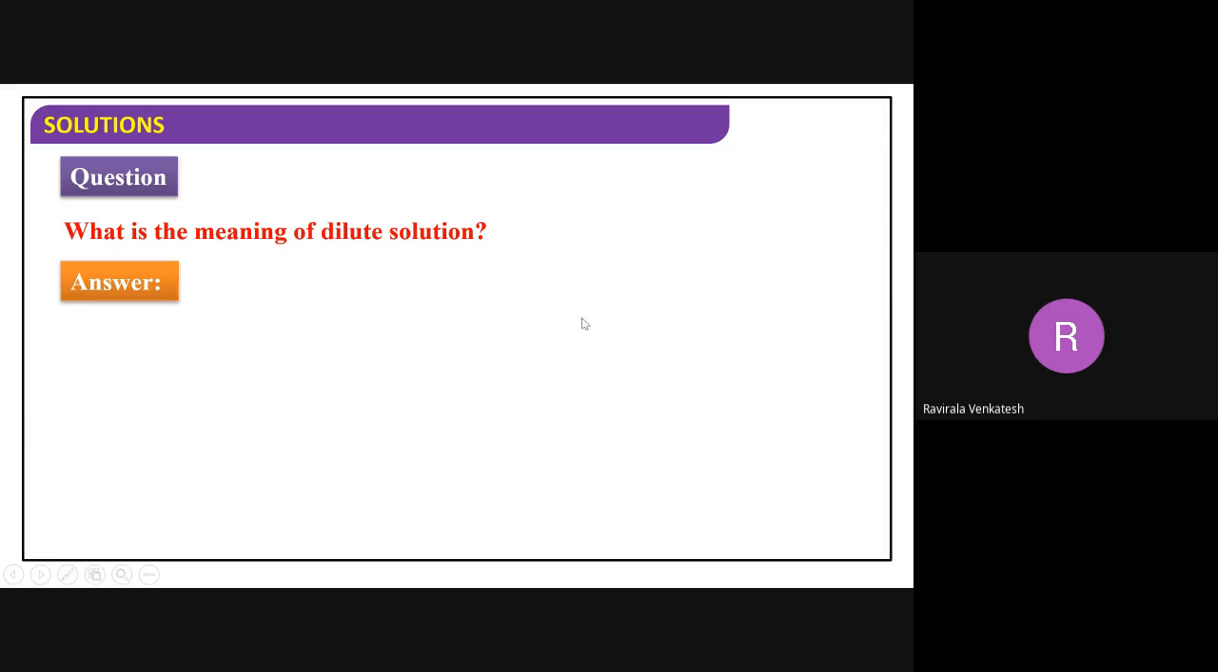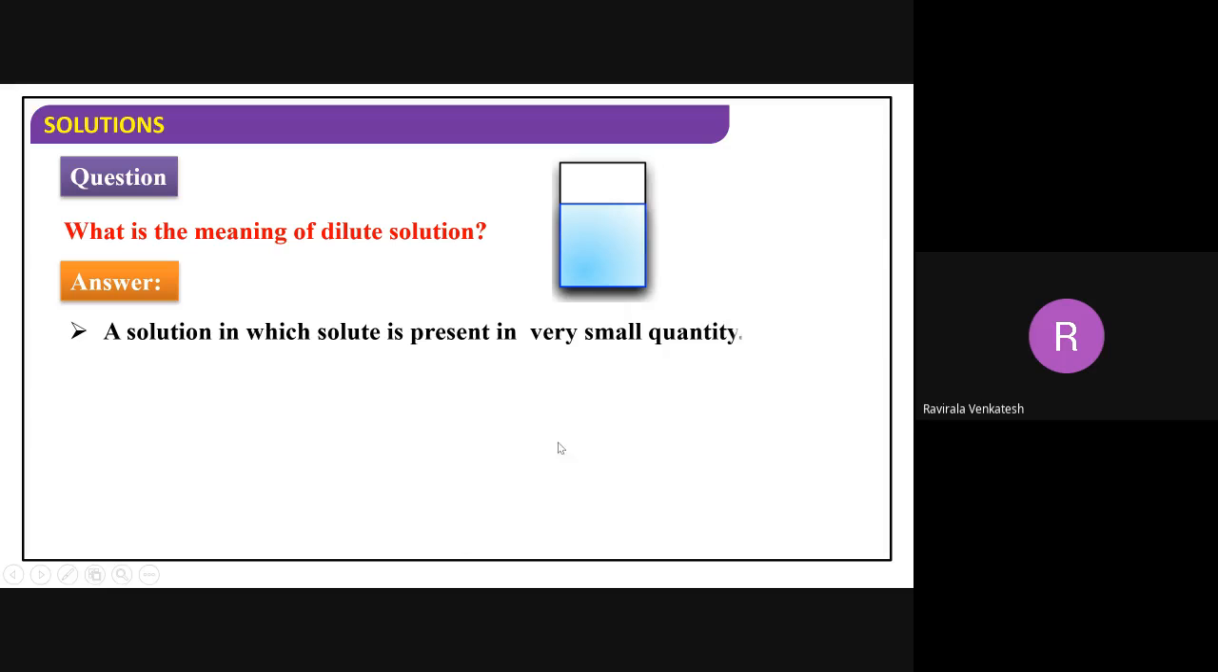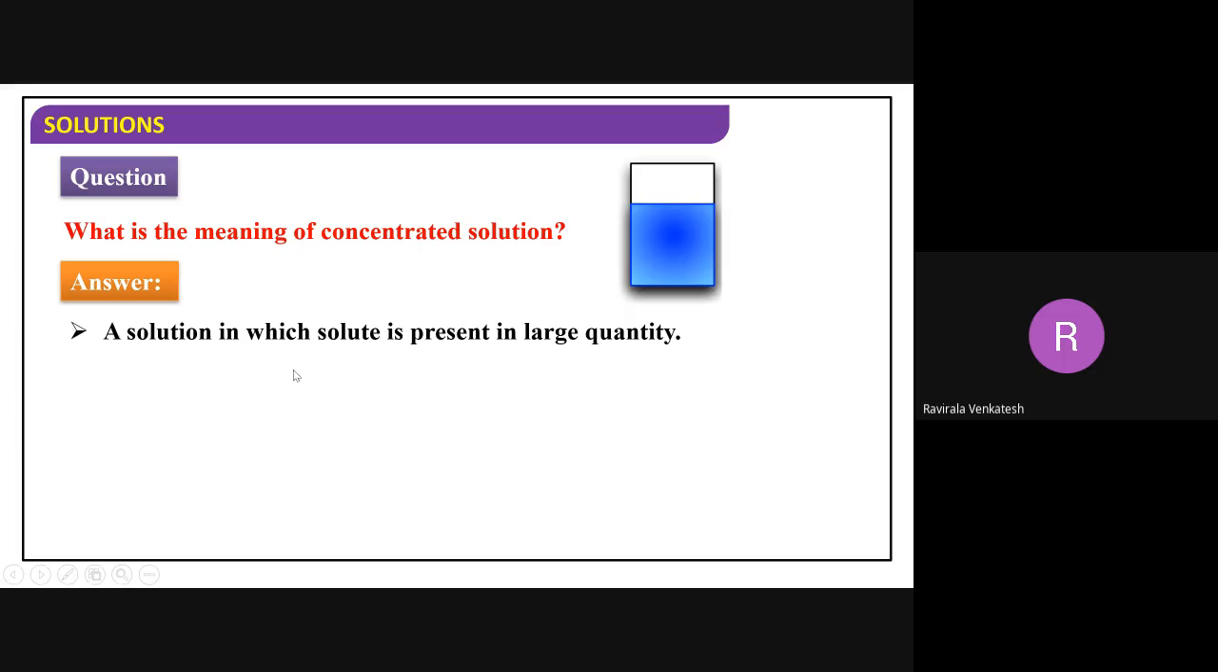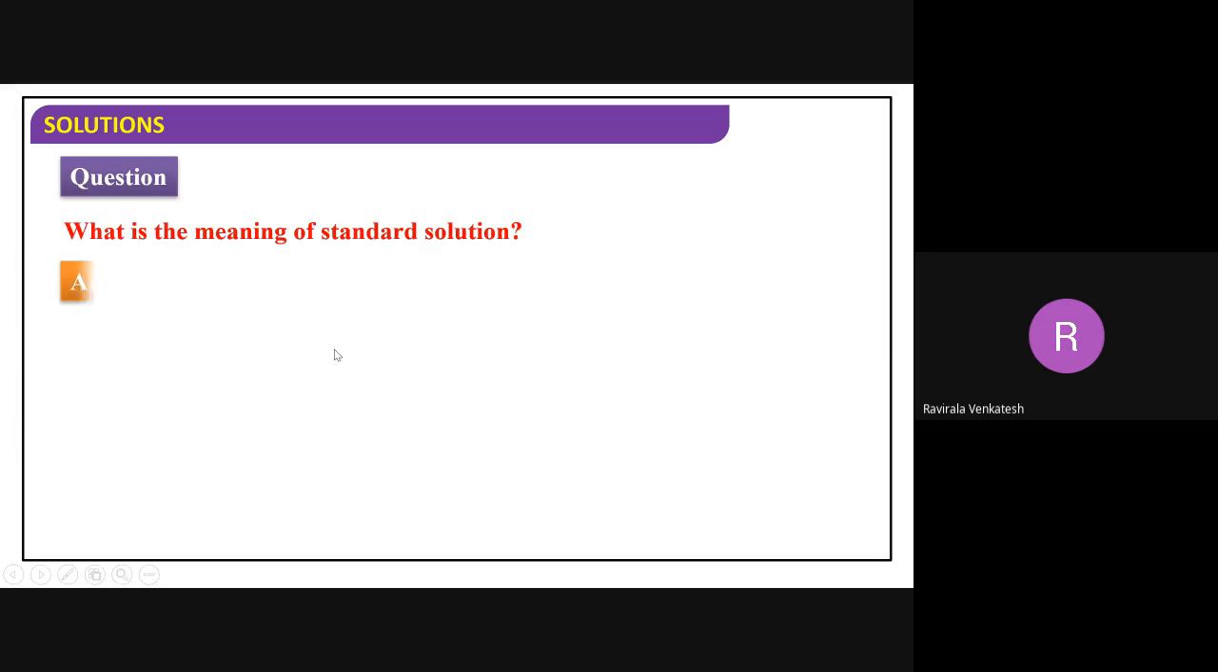What is the meaning of dilute solution? Less amount of solute, more amount of solvent here. That means it is the reverse of concentration here. Right. Next, what is the meaning of concentrated solution? It means a solution in which solute is present in large quantity. If solute is more, it is concentrated; if solute is less, it is a diluted solution. So that is the difference between dilute and concentrated solution.